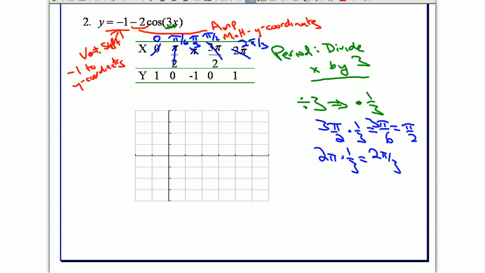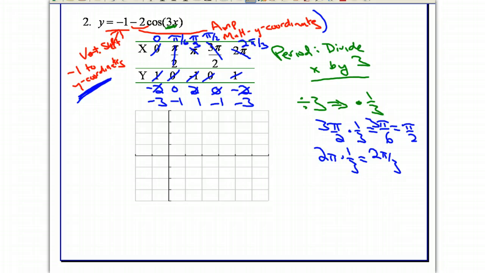My y-coordinates have to do 2 things. I have to multiply. I'll do that first. I multiply by -2. So I get a -2, and a 0, and a 2, and a 0, and a -2. And then I come over here and say, oh, wait a minute, it also has a vertical shift. I have to subtract 1. -2 minus 1, -3, -1, 1, -1, -3. So I've done 3 different things to this graph. Let's see what the final product looks like.